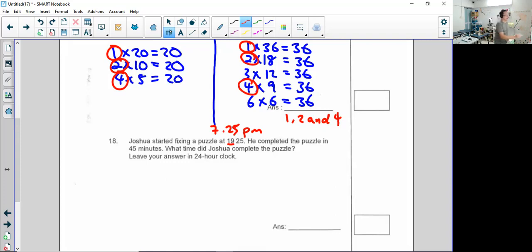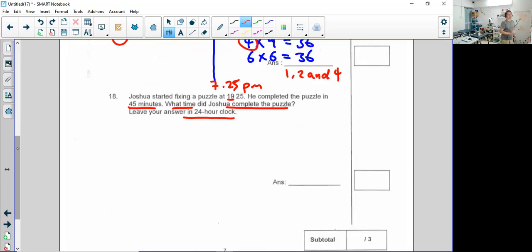And he completed the puzzle in 45 minutes. So what time did Joshua complete the puzzle? And your answer must be 24-hour clock. Okay, so let's draw a timeline. The method is a timeline, all right, so that you don't get confused and everything is clear in the timeline. So you write down 7:25 p.m. and you need to jump 45 minutes.